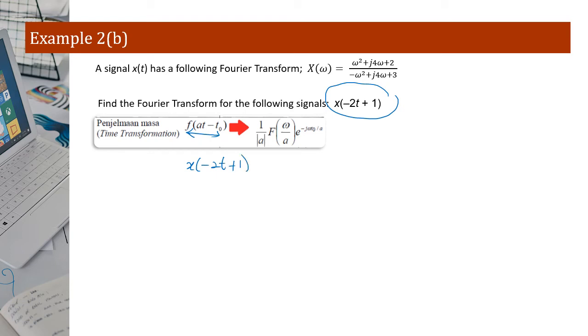So you know that your a in this case equals negative 2, and then your t naught equals negative 1. Why negative 1? Because this is negative. The t naught at the back is positive 1, so it's negative 1. So this will produce 1 over modulus of a, which is negative 2, times F of omega divided by a, which is negative 2, and then e to the negative j omega, your t naught again negative 1, over a, negative 2.